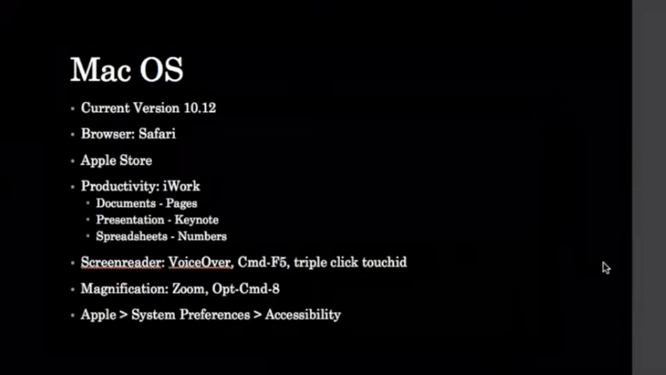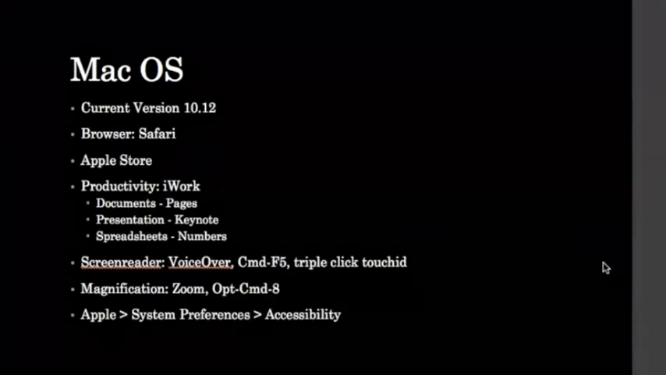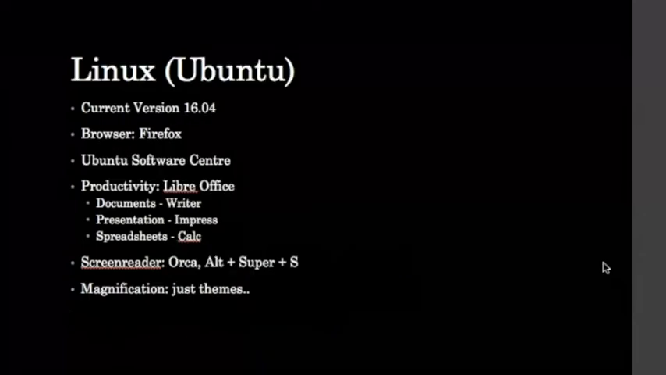And you can find these features in Apple System Preferences, Accessibility. Now these are the built-in things. Obviously, there's another whole world of ours, which is what we add on. On Linux or Ubuntu, the current version is 16.04. The built-in browser is Firefox. The store is called the Ubuntu Software Center.